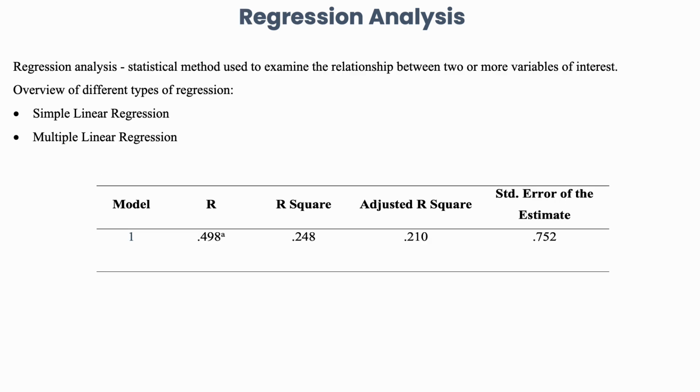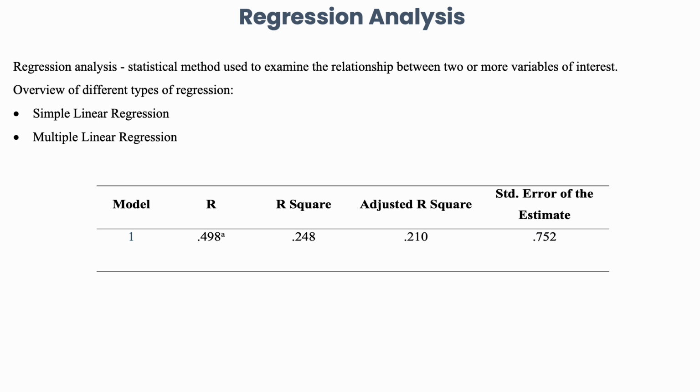Now let's move on to regression analysis. Regression analysis is a statistical method used to examine the relationship between two or more variables of interest. While correlation analysis measures the strength of an association between two variables, regression quantifies the nature of the relationship. What is the primary goal of regression analysis?